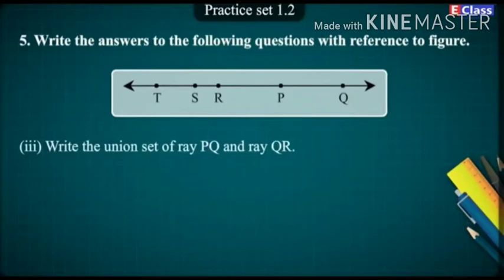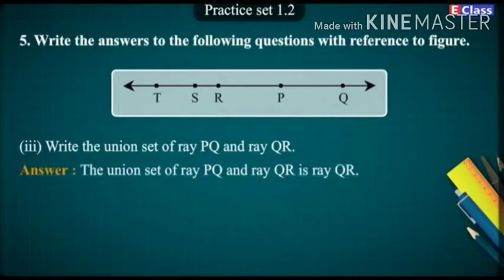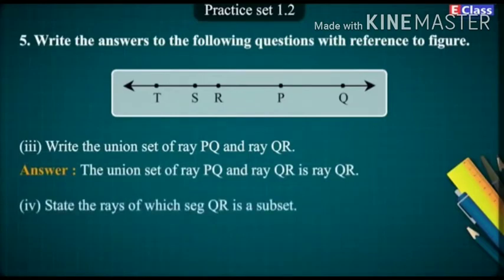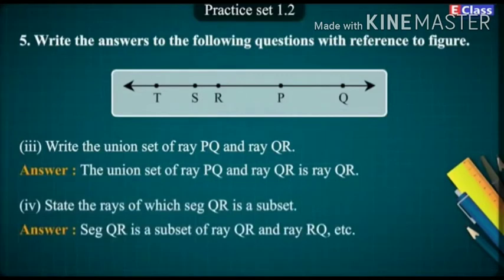3. Write the union set of ray PQ and ray QR. Answer: the union set of ray PQ and ray QR is ray QR. 4. State the rays of which segment QR is a subset. Answer: segment QR is a subset of ray QR and ray RQ, etc.